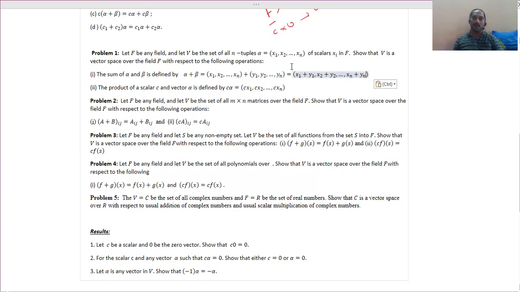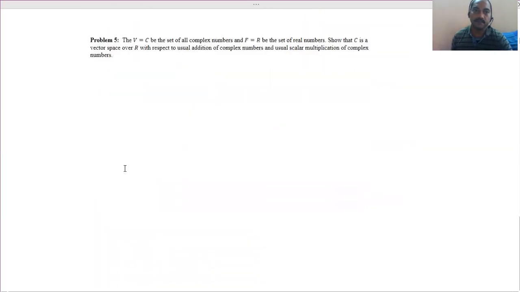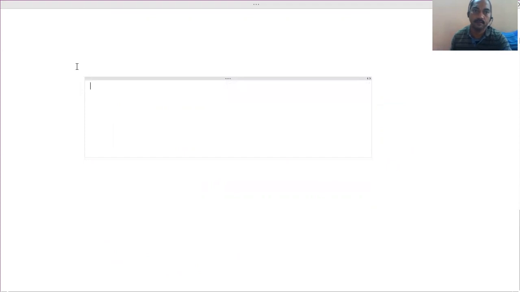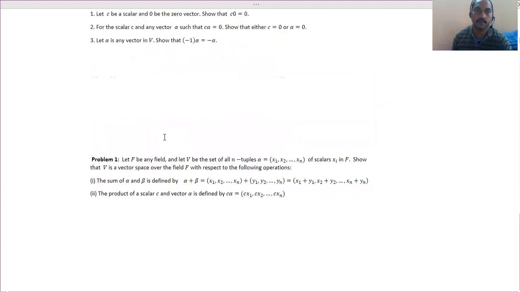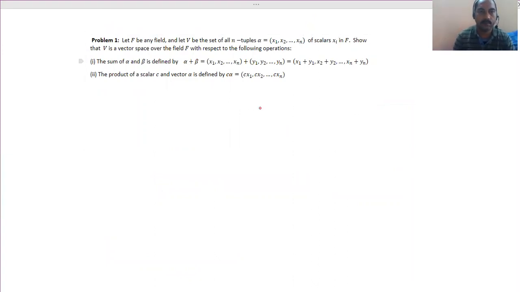This is the first problem. Now I am going to prove this as a vector space with respect to these two operations. Proof of the problem. Usually, because it is a problem, we say answer. If it is a theorem, we say proof. Okay, answer to this problem.